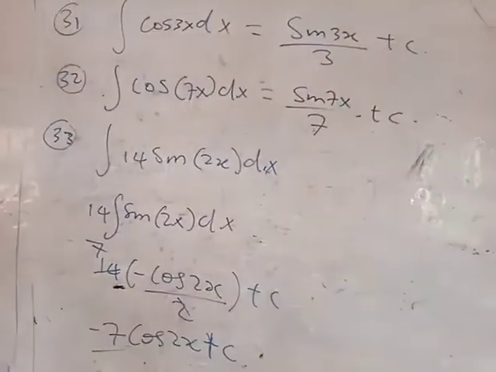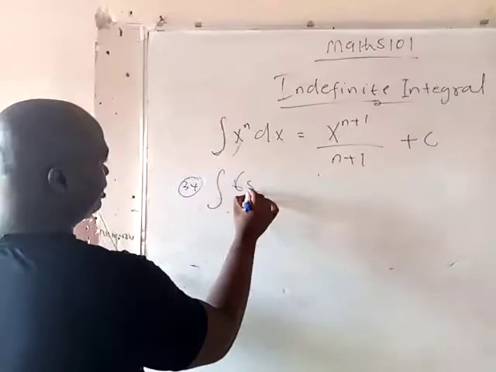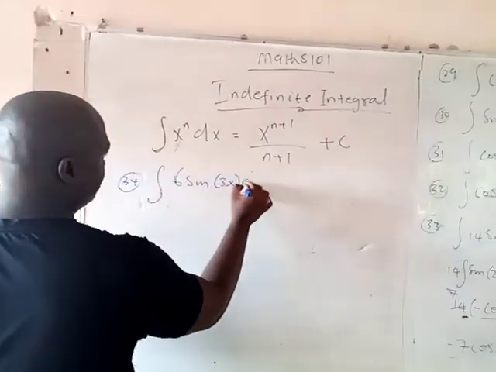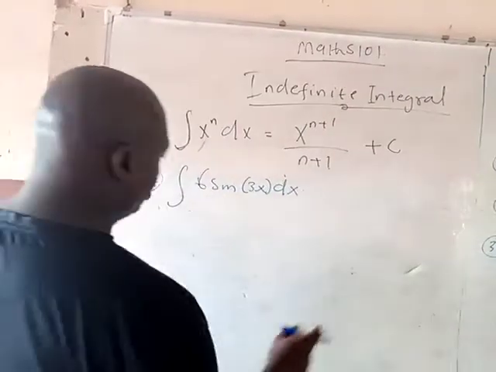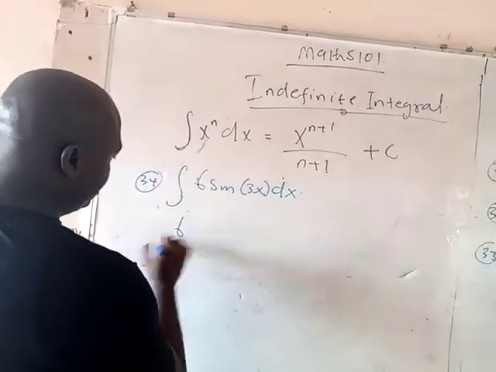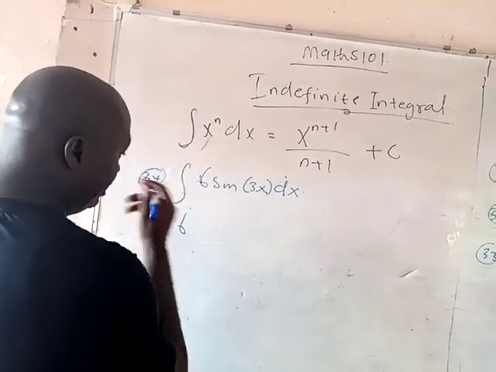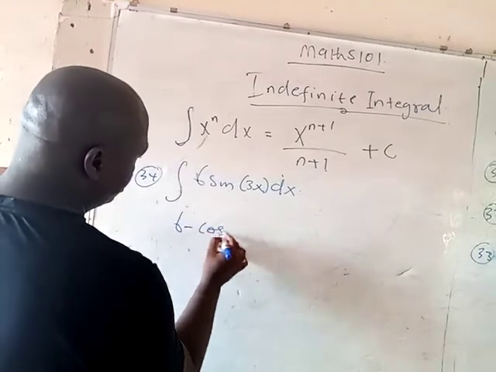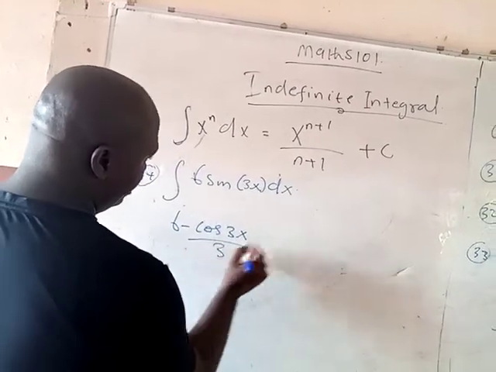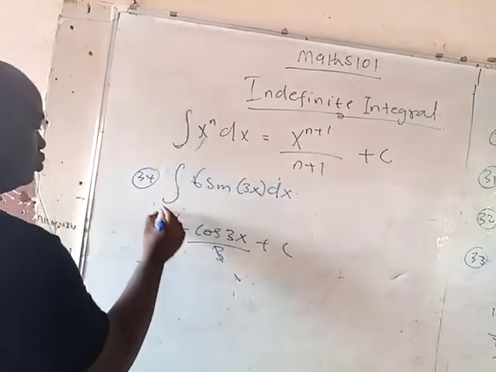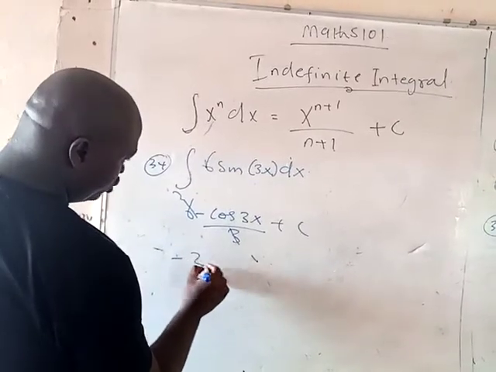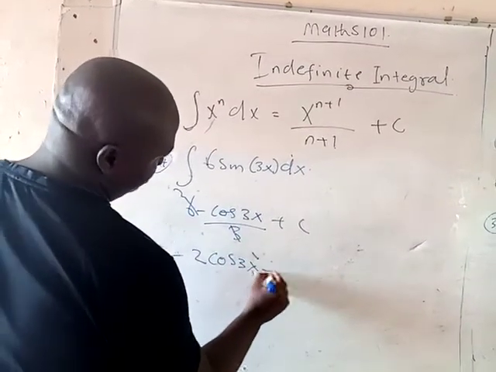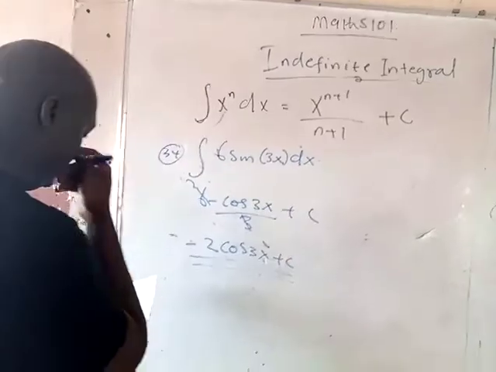This is number 34, the integral of 6 sine of 3x dx. What are you going to do? Whenever you integrate sine, you get minus cos. So by bringing the constant 6 outside, we integrate this and get minus cos 3x divided by 3, plus C. The 3 will go into the 6 to give 2. So what you're going to get is minus 2 cos of 3x plus C. And that is the answer.